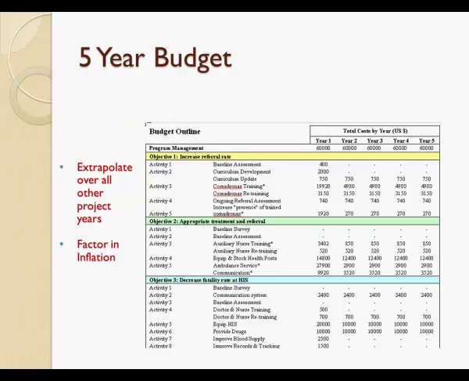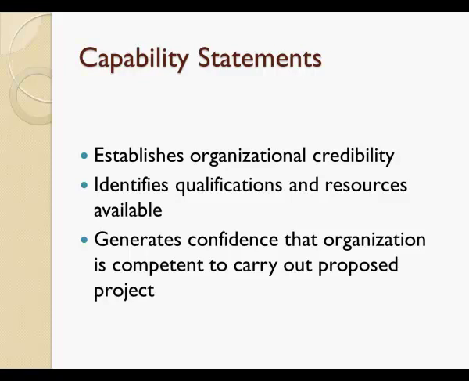And the 5-year budget is part of what you need to submit to the IH-887 Grants Foundation. However, the foundation doesn't want you to spend a lot of time budgeting each year after the first year, so it's perfectly all right to extrapolate over other project years and perhaps factor in inflation, or maybe any increase or decrease in activity over those periods of time. So that's it for budgeting.